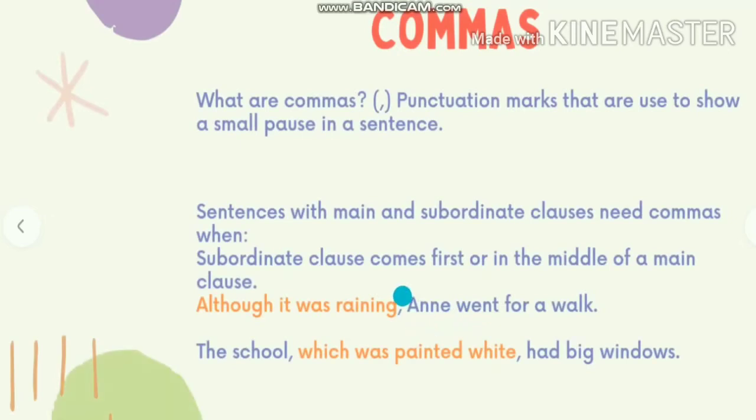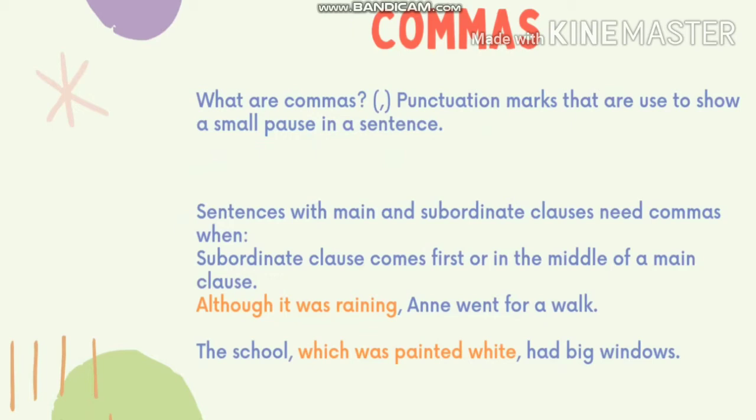Okay, the next part of our material today is about commas. Why are commas important in clauses? You will know, and we have to know the definition itself. Commas are punctuation marks that are used to show a small pause in a sentence. And if a sentence has a main and a subordinate clause, it will need commas.